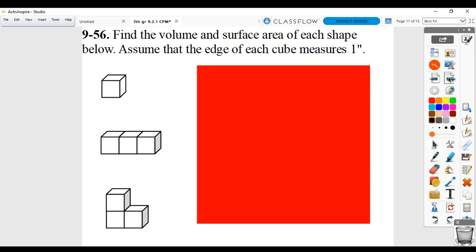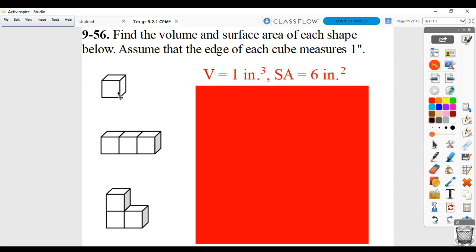For 956, they want the volume and surface area of each shape. Again, this is sort of the idea of some spatial reasoning. So if you wanted to, you could pull out cubes, which we have, to help you find these answers. So for this first one, the volume is 1 cubic inch, and the surface area is 6 square inches. Remember, area will always be in square units, and volume will be in cubic units.